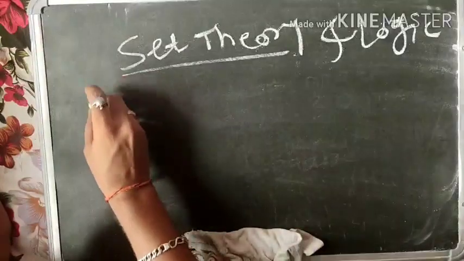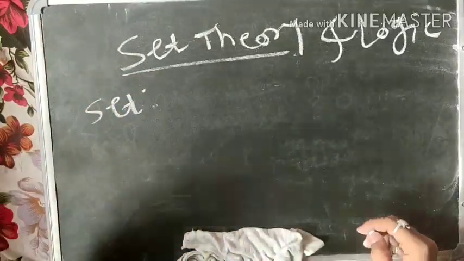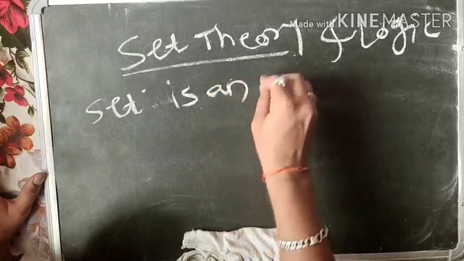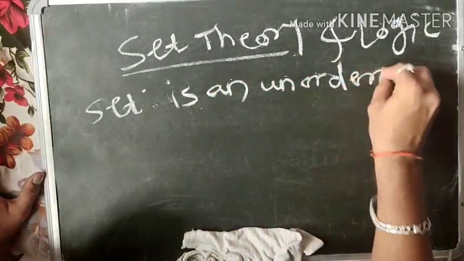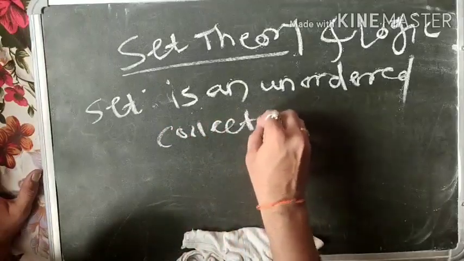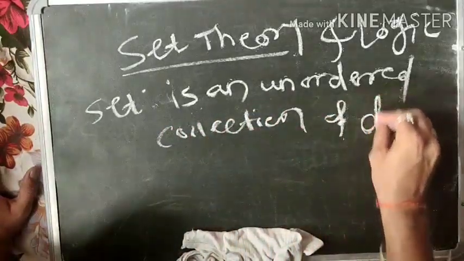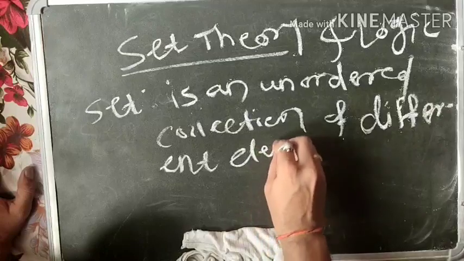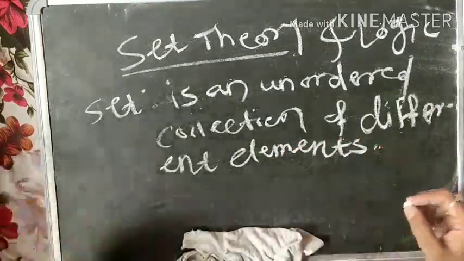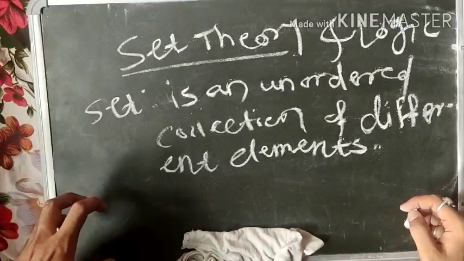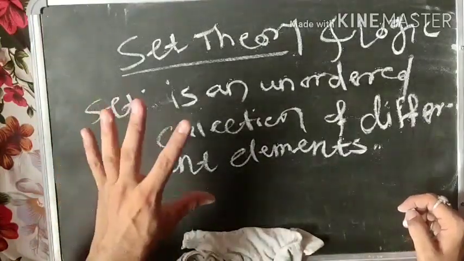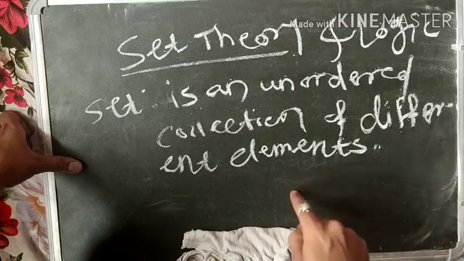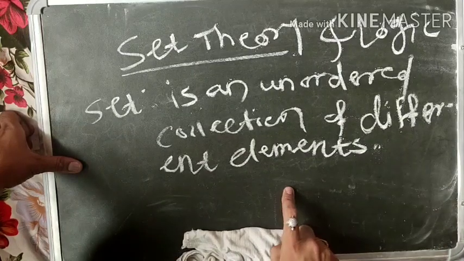A set is an unordered collection of different elements. Unordered collection of different elements means it contains distinct elements, not the same element repeated, in one set. A set can be written explicitly by listing its elements using the set brackets.